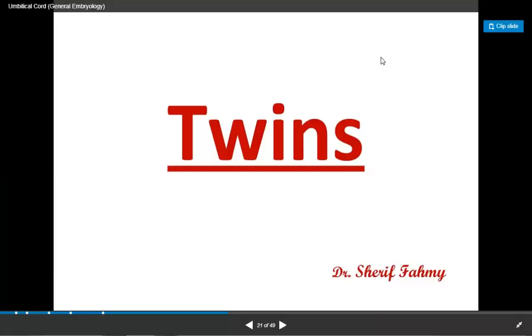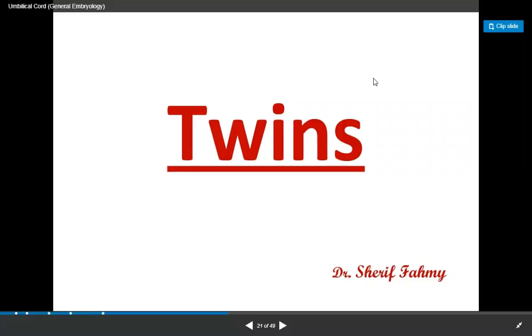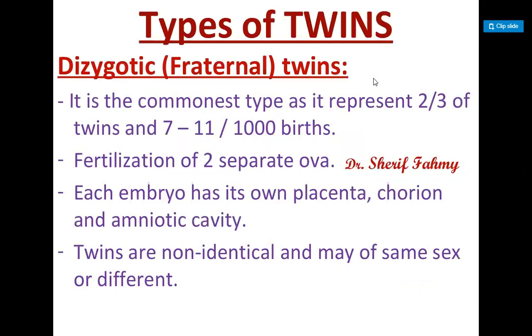So now we are going to see a little bit about twins. The types of twins: because we have used the word monozygotic, I'm just giving a little bit of introduction about twins. The types of twins are, first, dizygotic, that is fraternal twins. It is the commonest type, representing two-thirds of twins, and results from fertilization of two separate ova. Each embryo has its own placenta, chorion, and amniotic cavity. And the twins are non-identical.